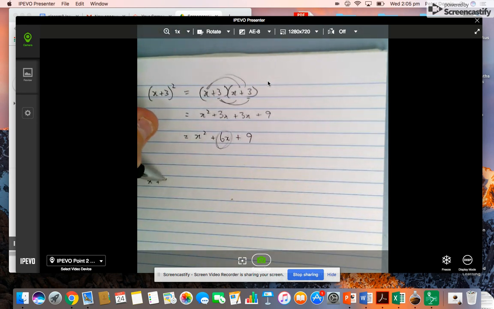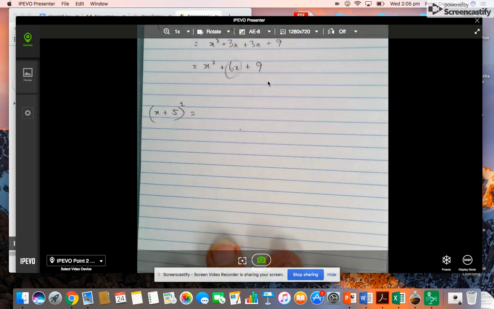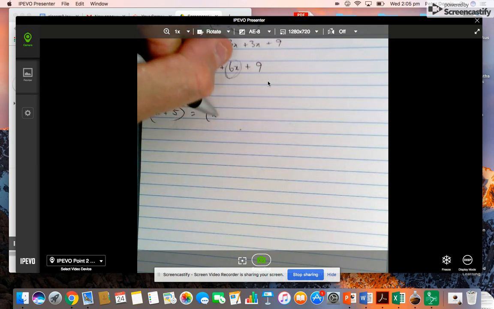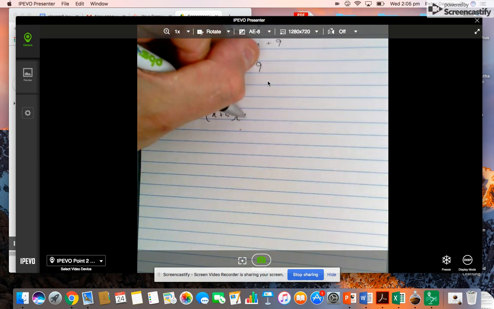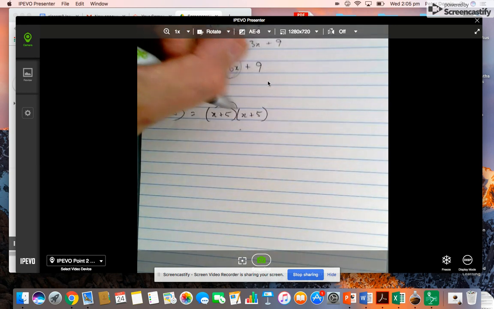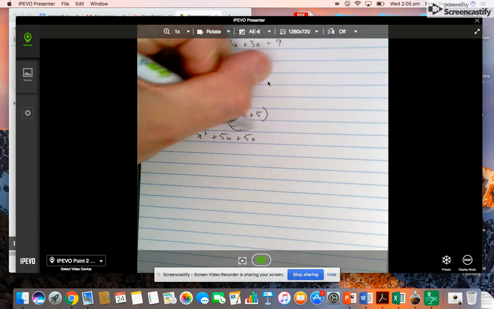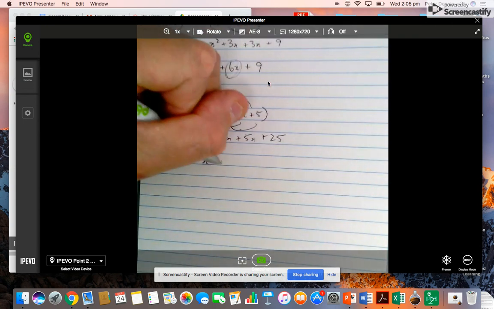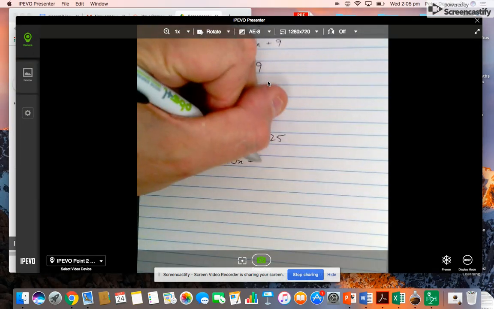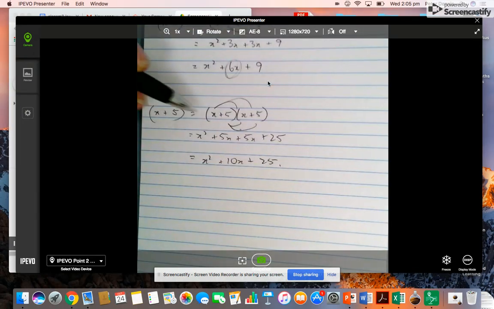If we start with x plus 5 and we want to square it, that is x plus 5 times x plus 5. So we get x squared plus 5x plus another 5x plus 25. So what we get is x squared plus 10x plus 25. And again, this 10 is double that.